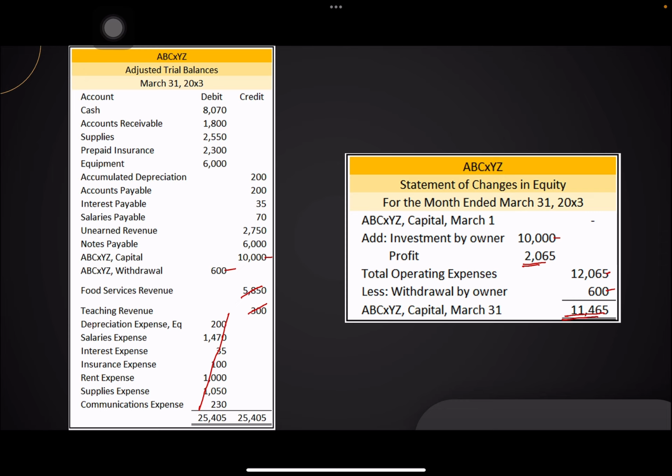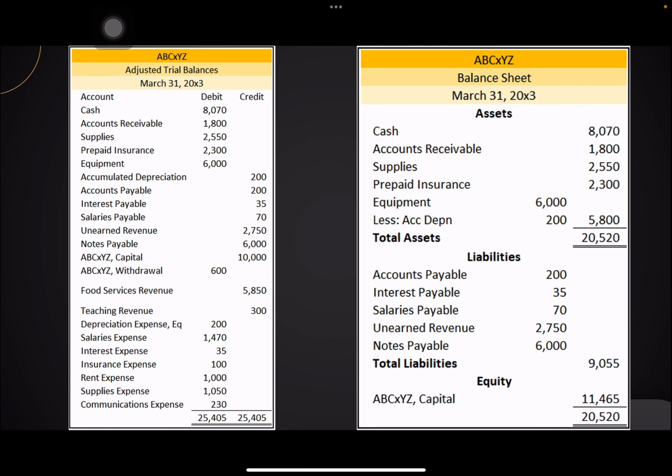This amount, your capital as of the end of the month, will be transferred as part of your balance sheet. So again, take note of this 11,465. You will see it on the balance sheet, under the equity section. Okay. So again, we've determined that the 10,000 here has been recorded in the statement of changes in equity, as well as the withdrawal amounting to 600. The revenue accounts and expense accounts were already captured in the income statement.